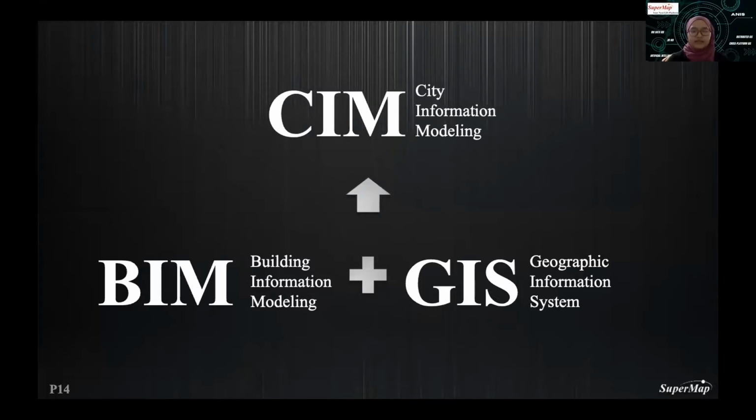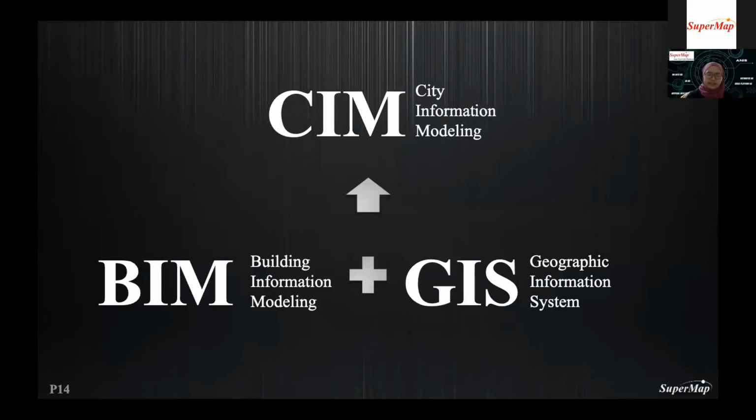It is an organic synthesis of 3D urban spatial model and urban dynamic information. So it can form an urban information management platform, including BIM, geospatial data, and IoT, Internet of Things data. And it is the future development trend of BIM and GIS. So based on CIM, we can promote smarter cities to a higher level.